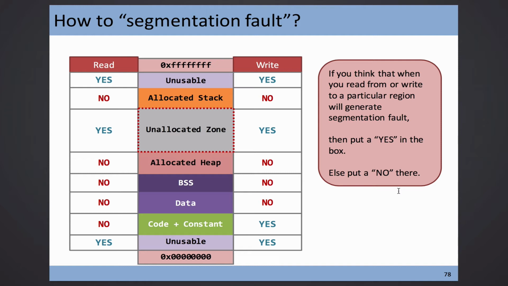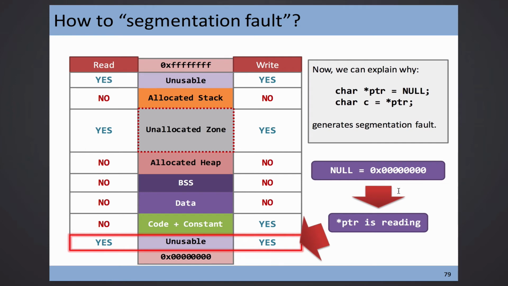Based on this map, we can explain many things. One very important thing is why dereferencing a null pointer gives you a segmentation fault. Every data structure class tells you not to dereference a null pointer. Why? Because null is equal to 0, which is this area. That's why when you dereference a null pointer, you get segmentation faults.